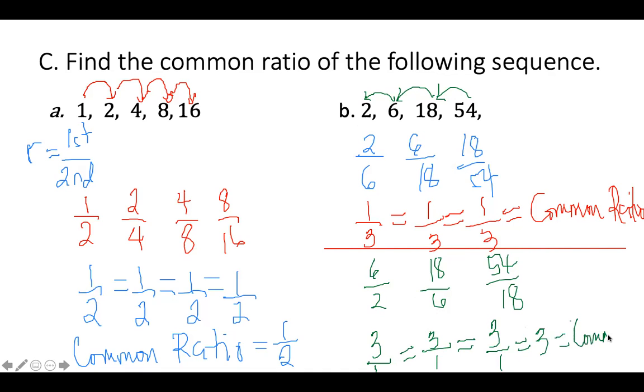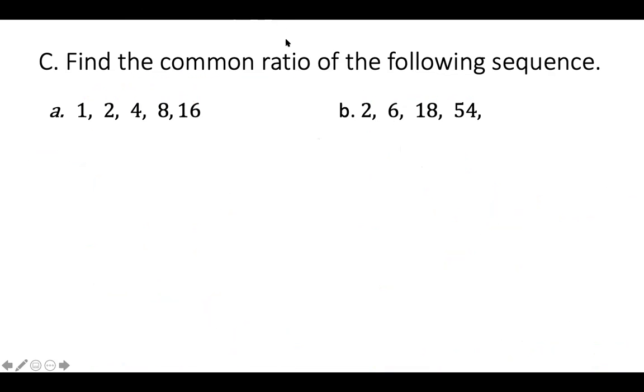Since pare-pareho sila, we can say that these numbers have a common ratio equal to 3 as the common ratio. Okay? So, ganyan yung pagkuha ng common ratio. Alright? So, pwedeng unahin yung first as the numerator, and the second will be the denominator, or vice versa. And you will still get the common ratio if there are common ratios. Alright? Now, let's move on to the next.